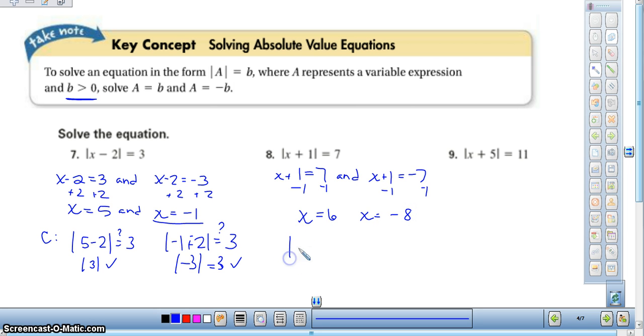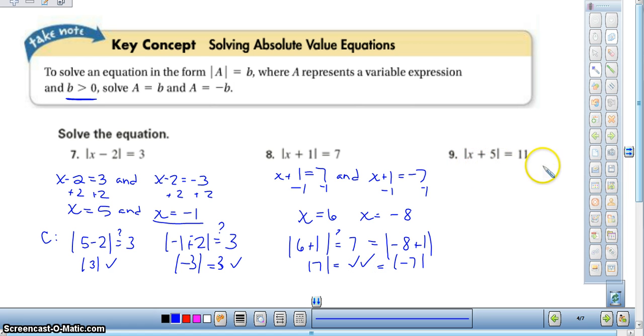And if you plug that in, 6 plus 1, absolute value, does it equal 7? The other question we're trying to figure out is what if we plug in negative 8 plus 1? And again, here we'd have negative 7. The absolute value of negative 7 does equal 7. And the absolute value of 7 is also equal to 7, and it checks.